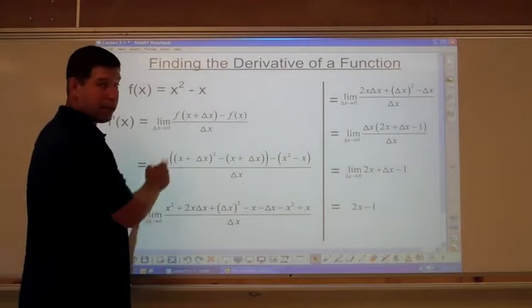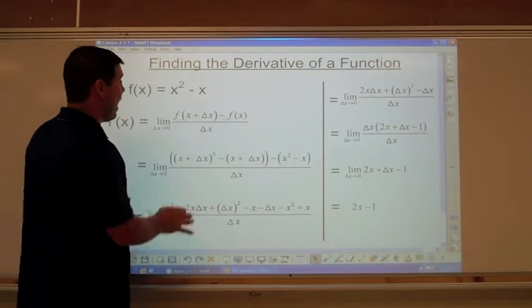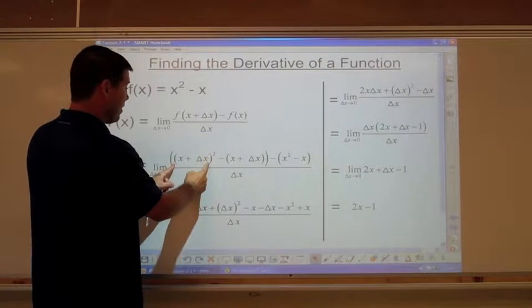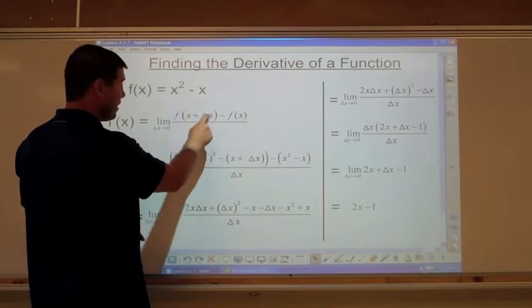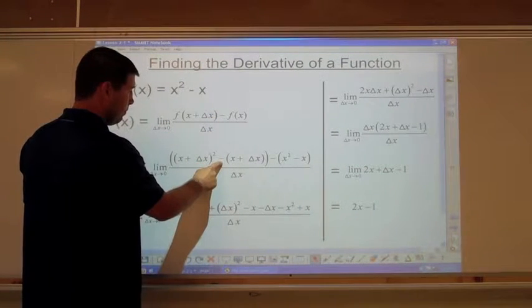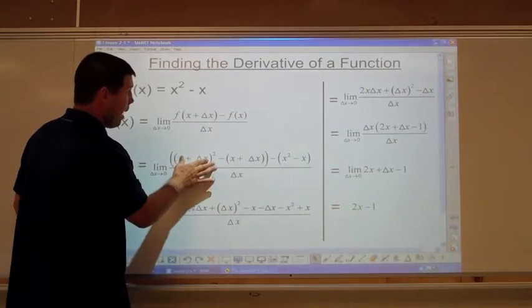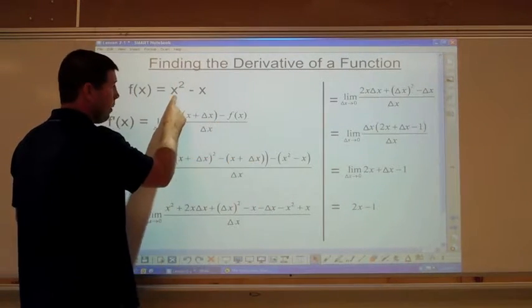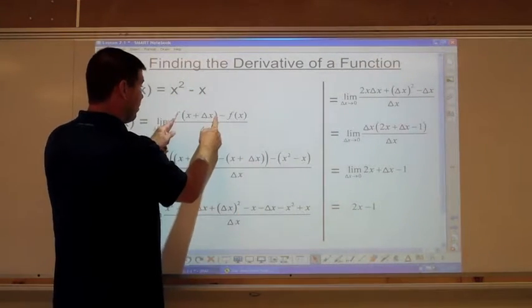F of x plus delta x. I take x plus delta x and put it in anywhere I see an x. So I get x plus delta x squared minus x plus delta x. This squared minus this. x squared minus x. That's f of x plus delta x.